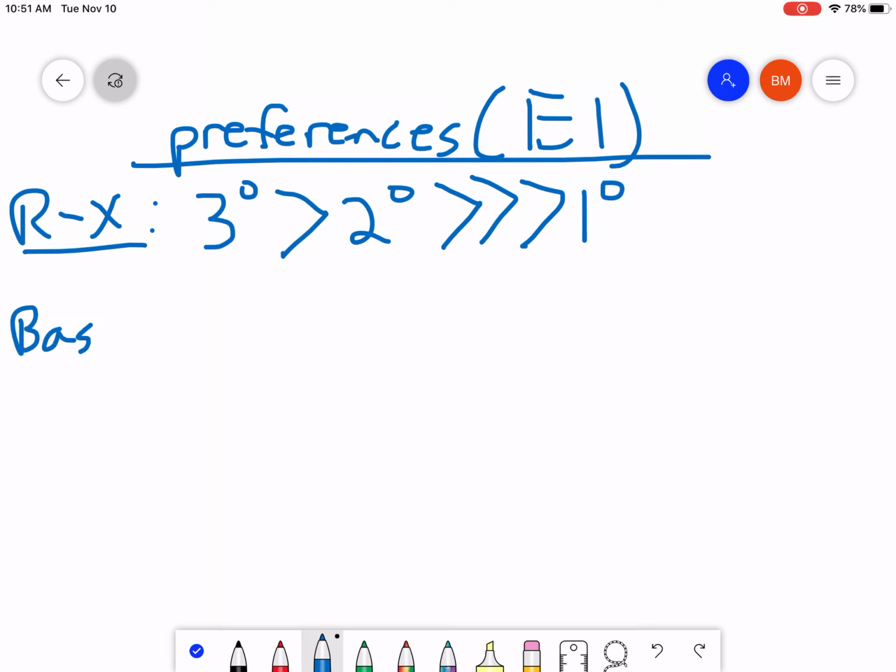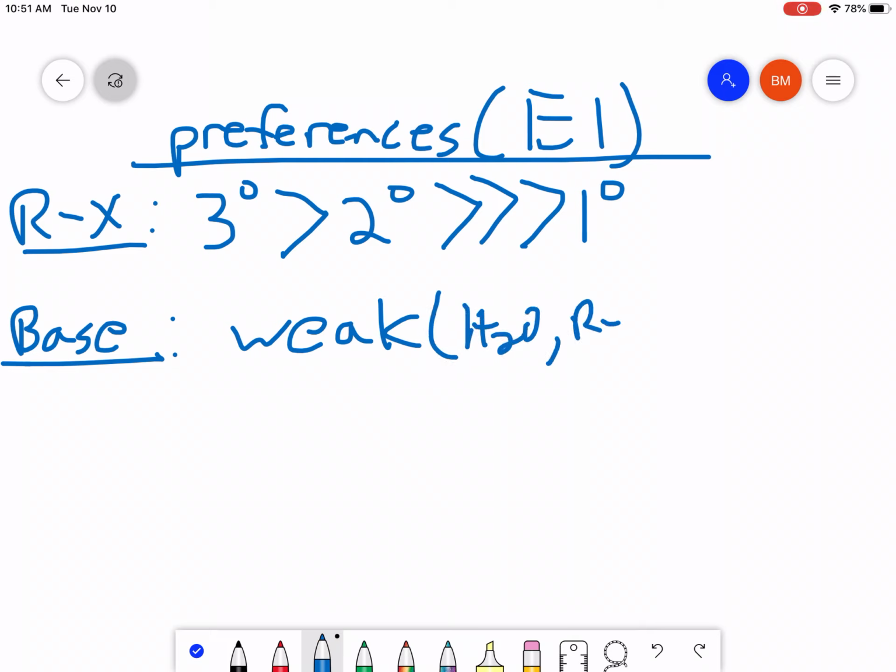Type of base that's used. These work with weak bases. Examples: water, alcohols, ammonia, amines, and a few others. All of them neutral, but all of them have unshared pairs of electrons that are available to act as bases.